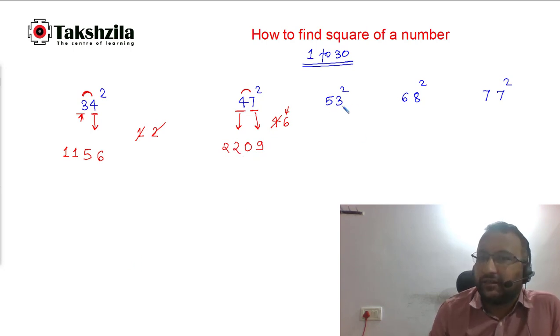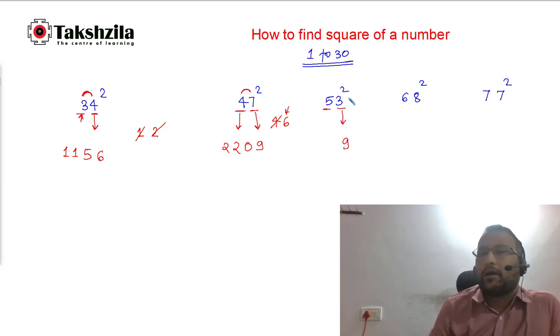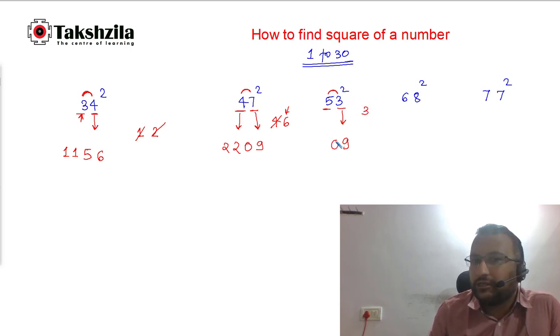After that, 53. Separate the unit digit from the number. 3 square is 9, carry is 0. Now multiply these two parts, double this multiplication. 15 into 2 is 30. Write unit digit 0, 3 becomes carry. 5 square is 25 plus 3 is 28.